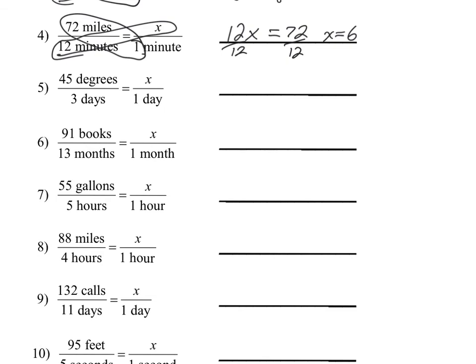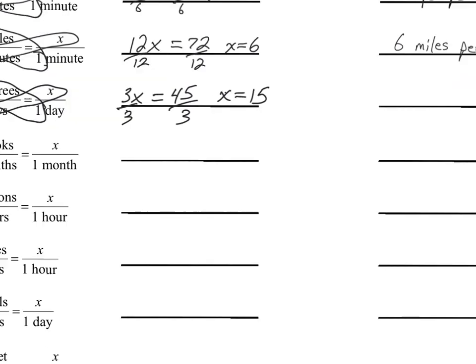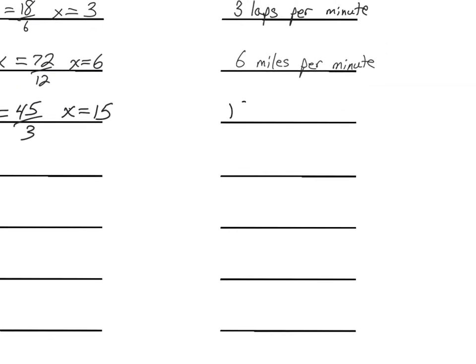Okay, this time with your notes, I'm going to do one more for you and then have you finish the rest on this page during class. So 3 times x is 3x, 1 times 45 is 45. Divide by 3, divide by 3, x equals 15. That means 15 degrees for 1 day. Per day.